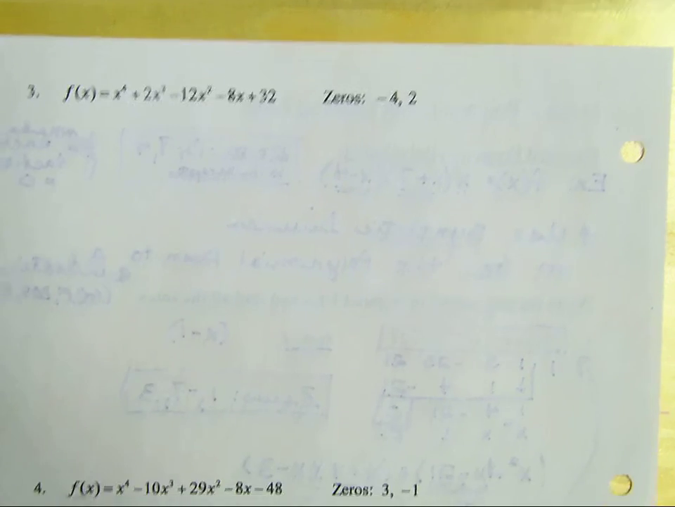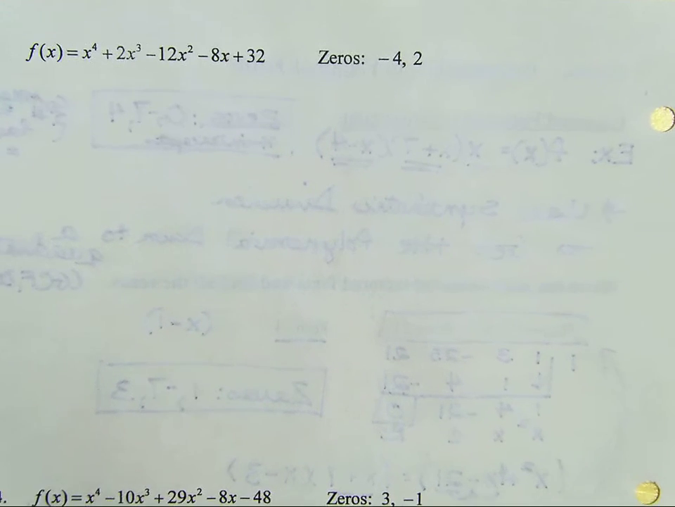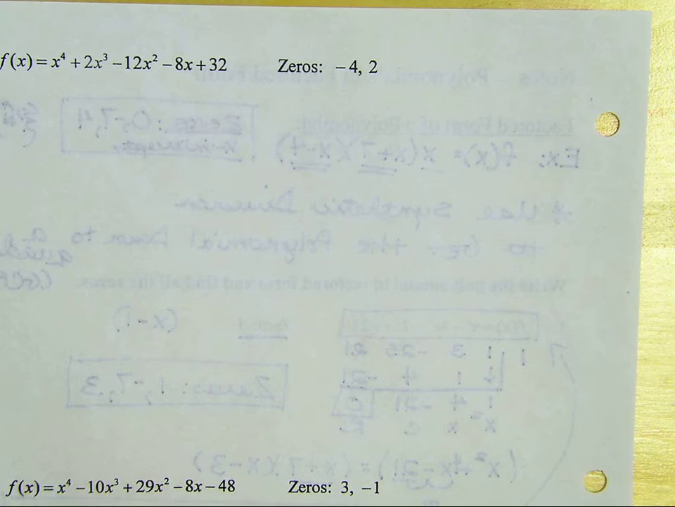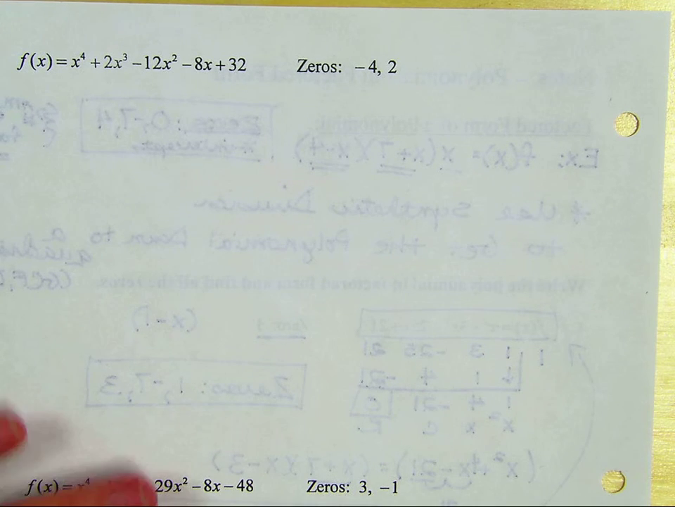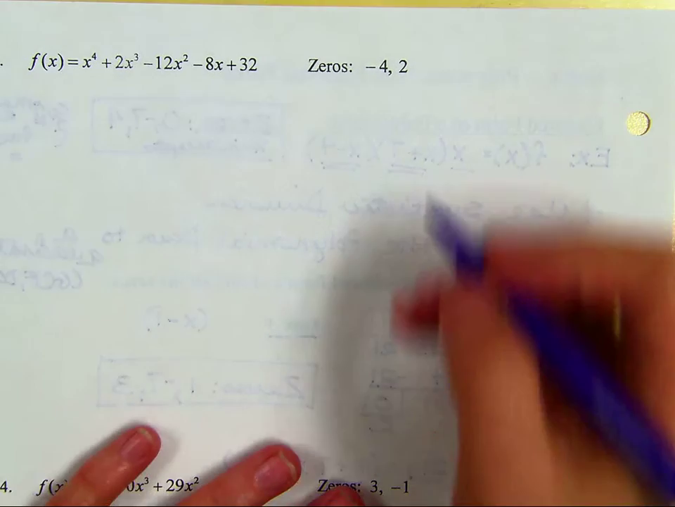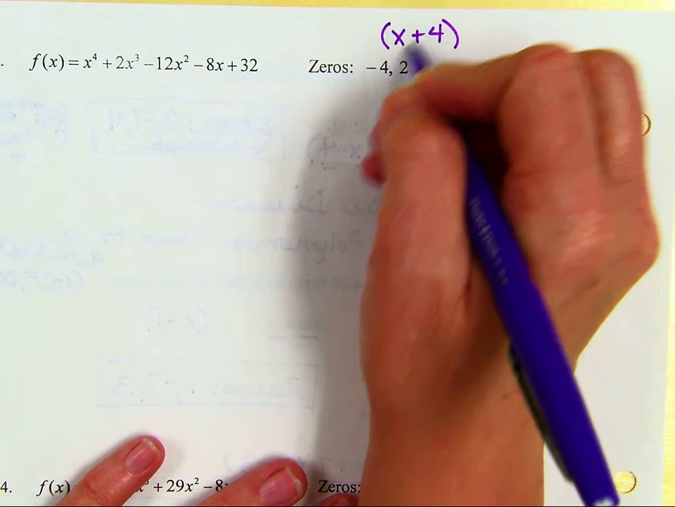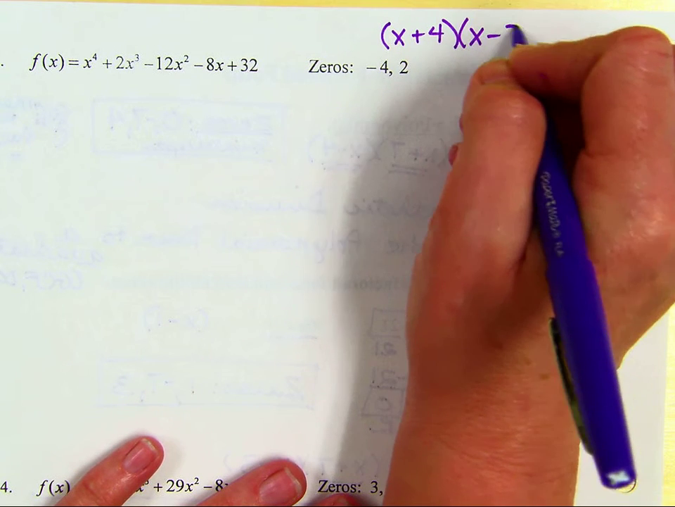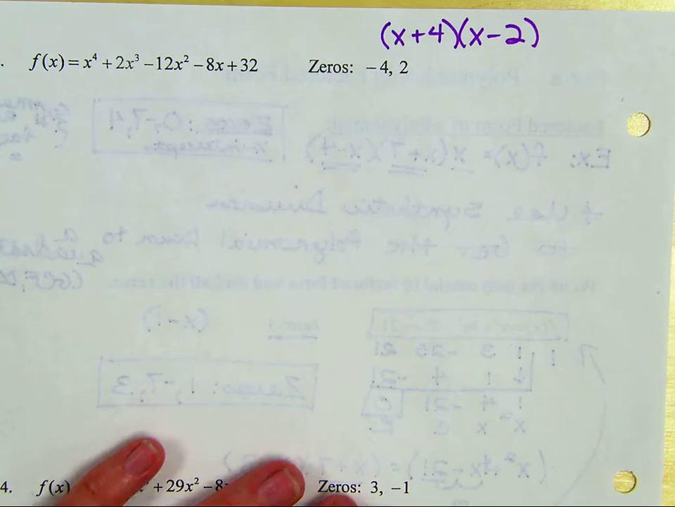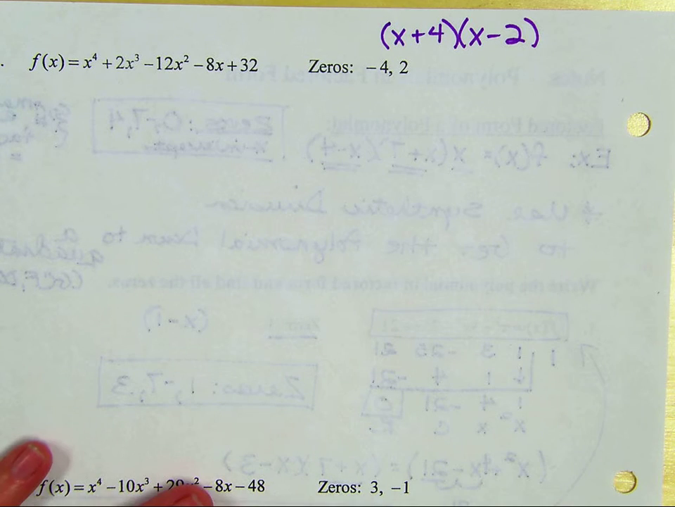Okay, now I've been given 2 zeros. That means I already know 2 of the factors. Okay, 2 of the factors are x plus 4 and x minus 2. I already know both of those. So I'm going to start one at a time dividing.